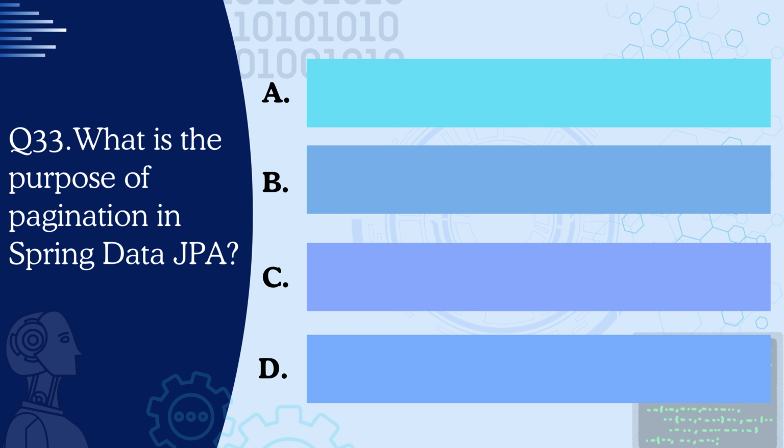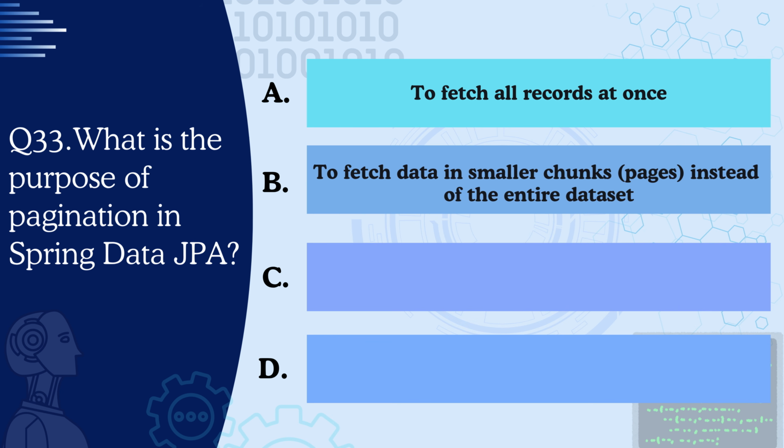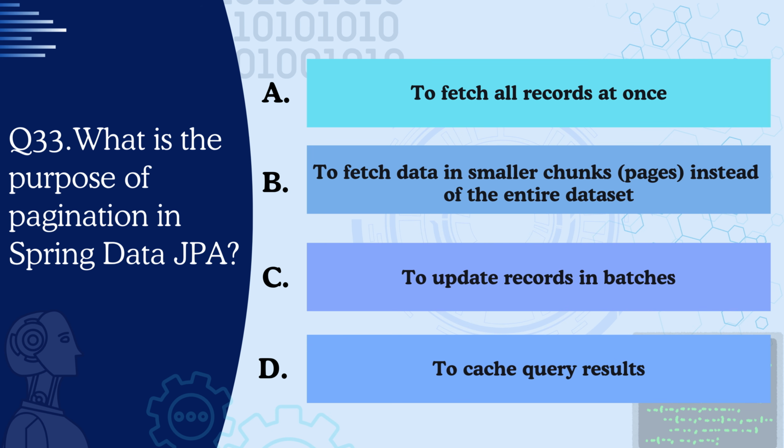Question 33. What is the purpose of pagination in Spring Data JPA? A. To fetch all records at once. B. To fetch data in smaller chunks or pages instead of the entire data set. C. To update records in batches. Or D. To cache the query results. So the correct answer is B. To fetch data in smaller chunks instead of the entire data set.